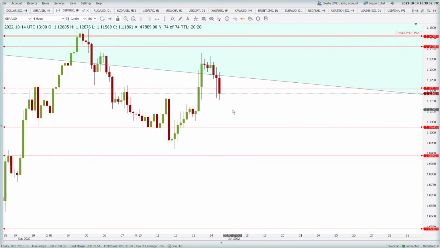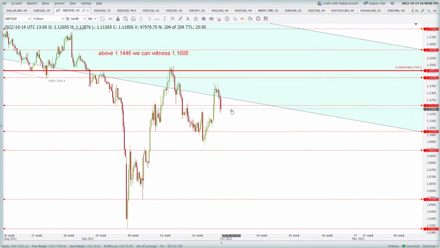Great Britain pound, of course it has also taken some support at 1.1211, but this particular candle is going much below that. It's only 20 minutes left to end this candle, and it is much lower than 1.1211, almost 30 to 40 points below that. And if it closes below this, I think 1.1024 will be exposed in this market.